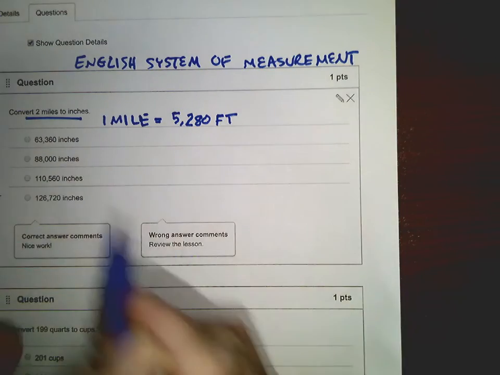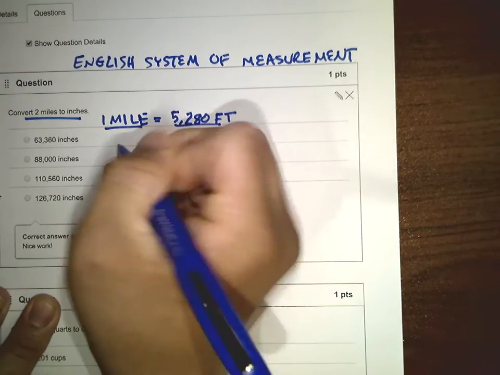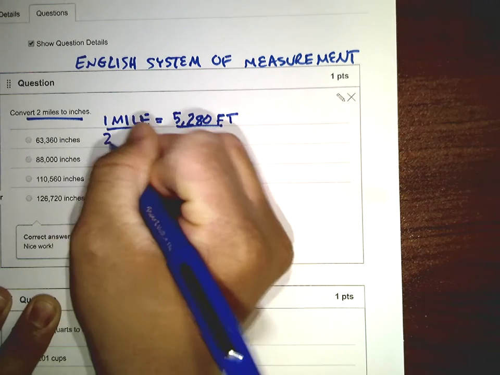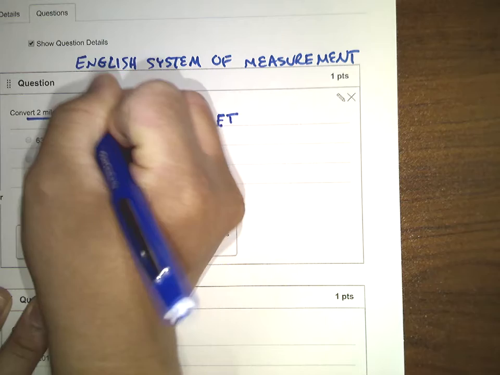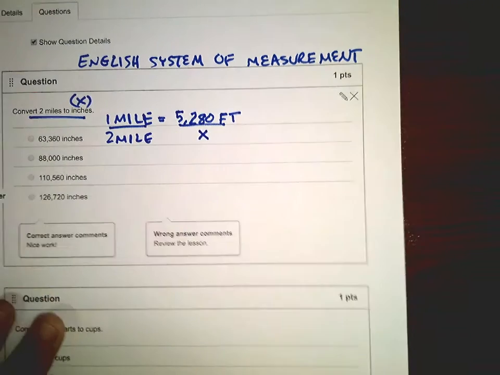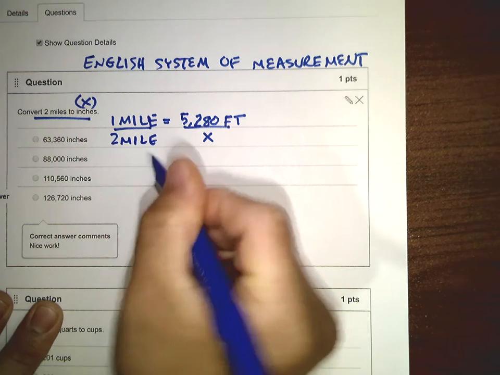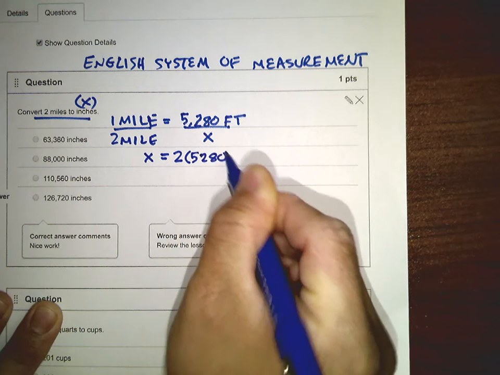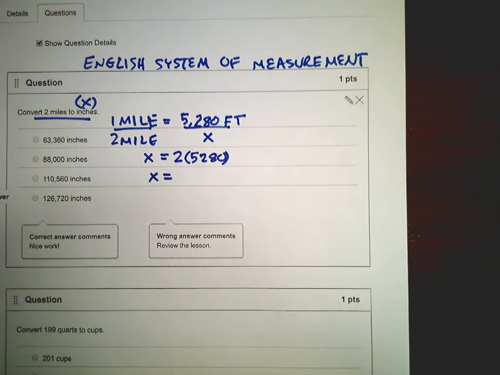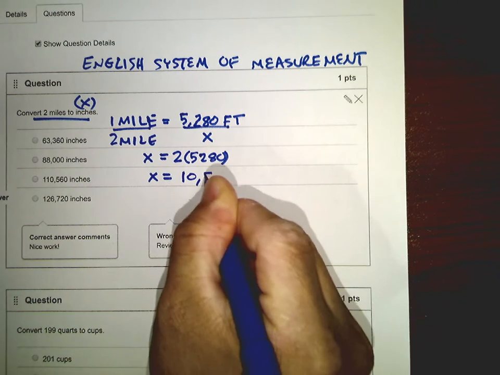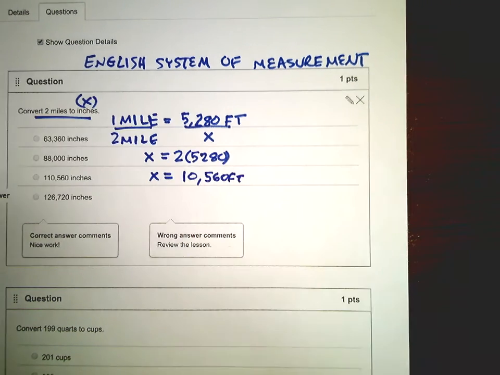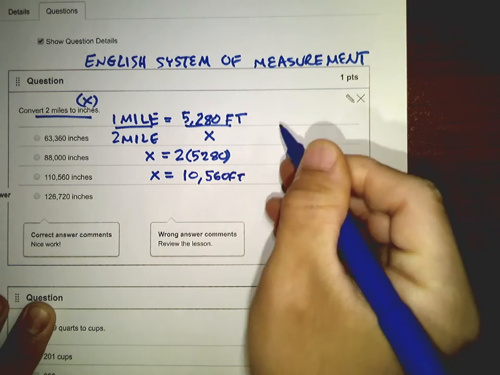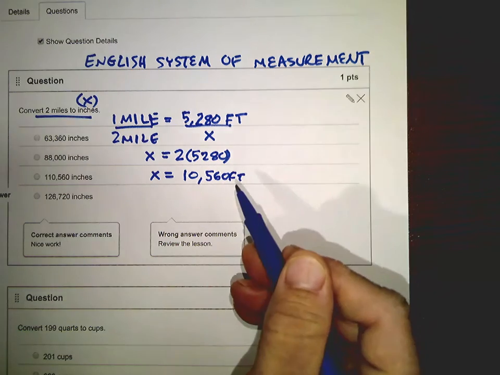All right, so here we go. We've set up proportions before, so 2 miles, and we want to know how many inches that is, x inches. So if we cross multiply, x is equal to 2 times 5,280. So let's do 2 times 5,280. That's 10,560 feet.